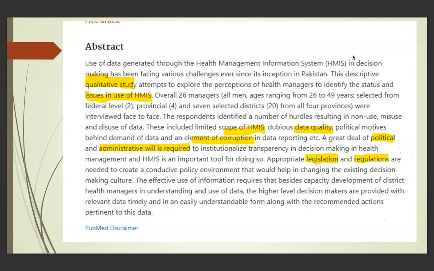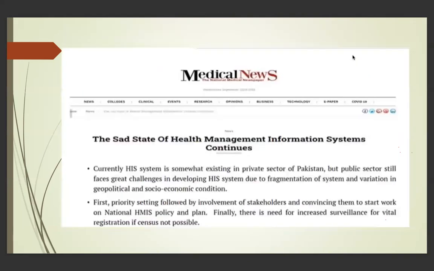So overall, a great deal of political and administrative will is required to institutionalize transparency in decision making. Legislation and regulations must be implemented, and they are needed to create a conducive policy environment that would help in changing the existing decision making culture. The sad state of health management information system continues.